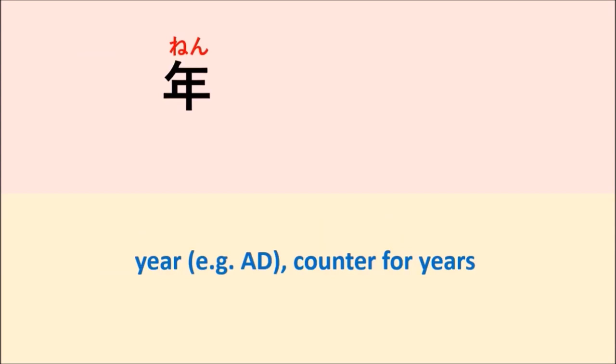Nen means year in AD, or we use it as a counter for years. For example, this year we say 2023, right? So in Japanese, we say 2023年. Or if we say the year 1999, in Japanese we will say 1999年. Like this.